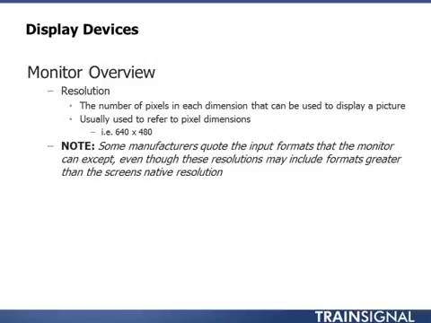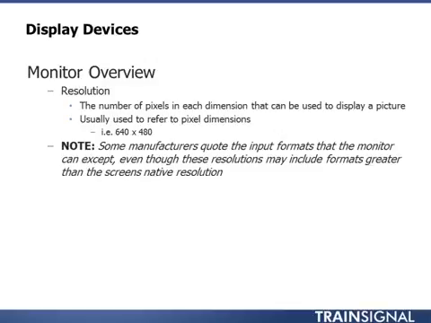Now we would see something more along the lines of 1920 by 1080. That'd be full high def. Or 1280 by 720. Or 1600 by 900. Okay, these are some of the resolutions that we see on our high def or widescreen monitors.